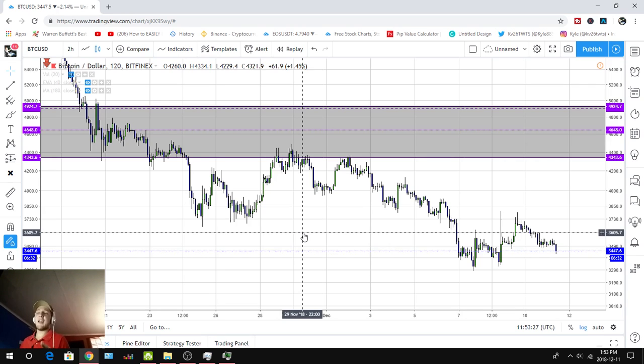But other than that, you can identify support and resistance on a 4-hourly, 2-hourly, 1 minute, 5 minute. All of it applies on any time frame. 2-hourly is just, at this very moment, a nice support and resistance zone.